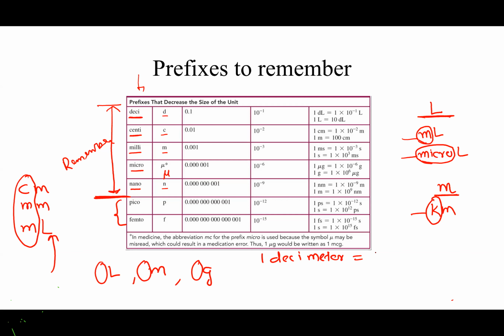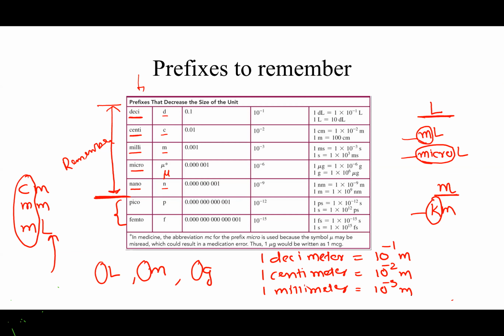1 decimeter is equal to 10 to the power of -1 meter. If we talk about 1 centimeter, then it's equal to 10 to the power of -2 meter. I think it's simple, right? -1, -2. Then if we talk about 1 millimeter, it is equal to 10 to the power of -3 meter, which is again -1, -2, -3. It's not that hard to remember.